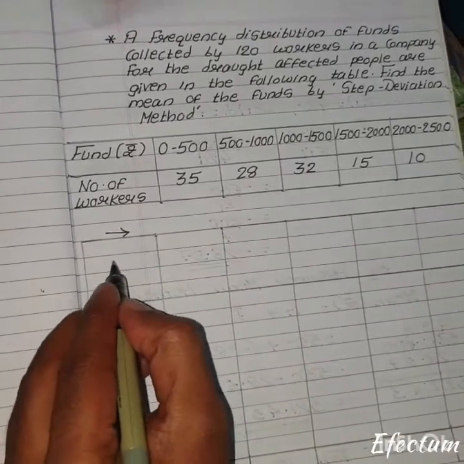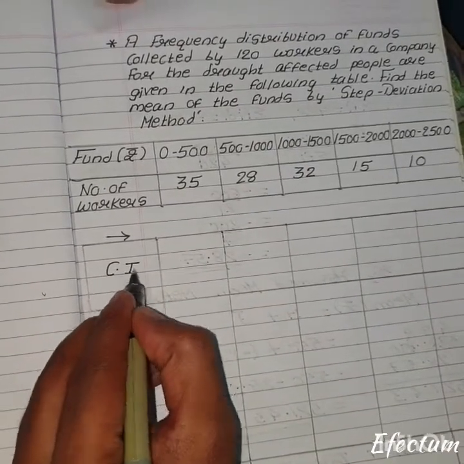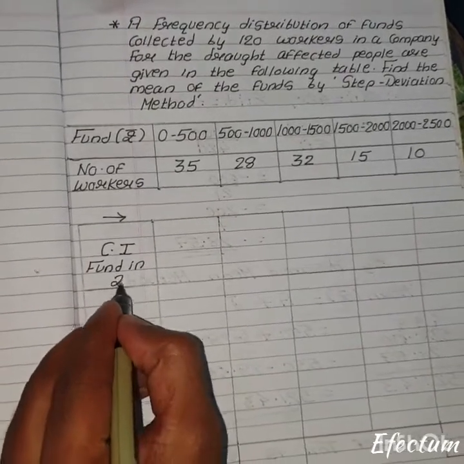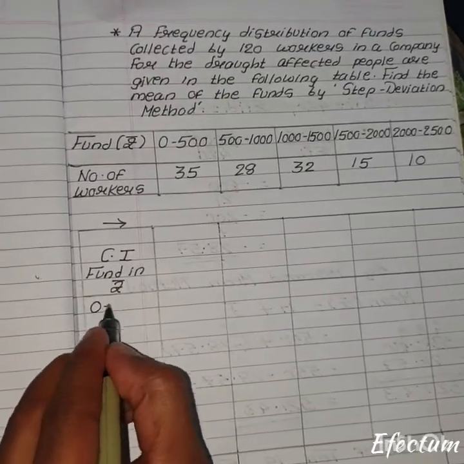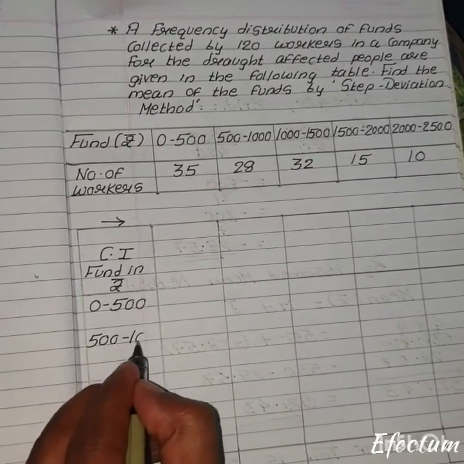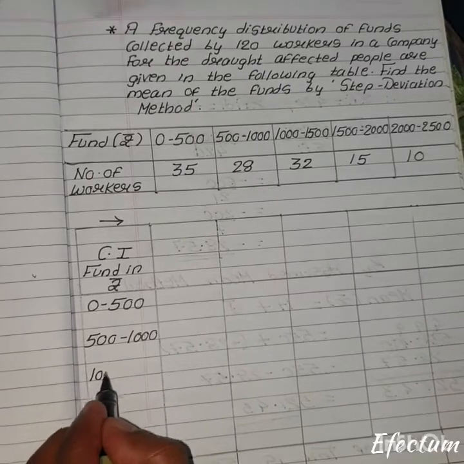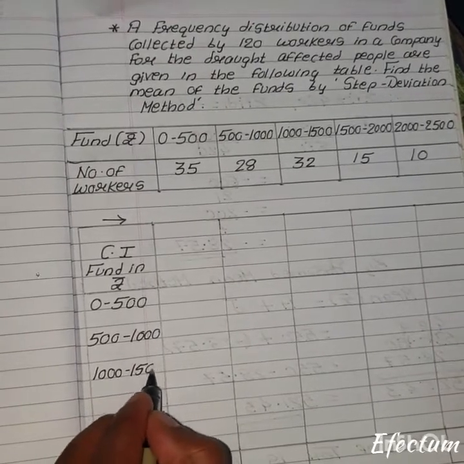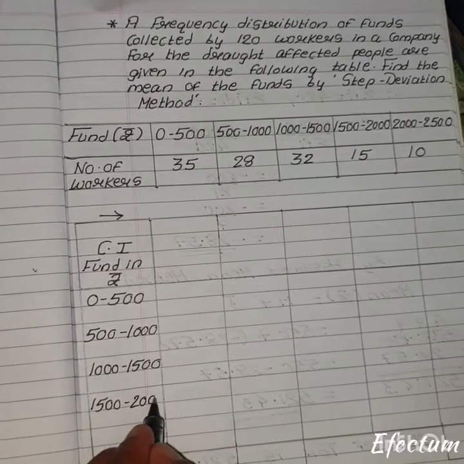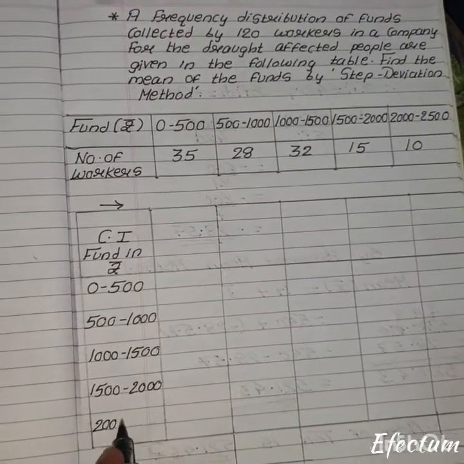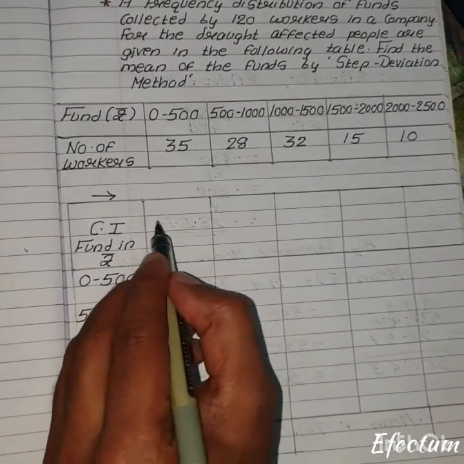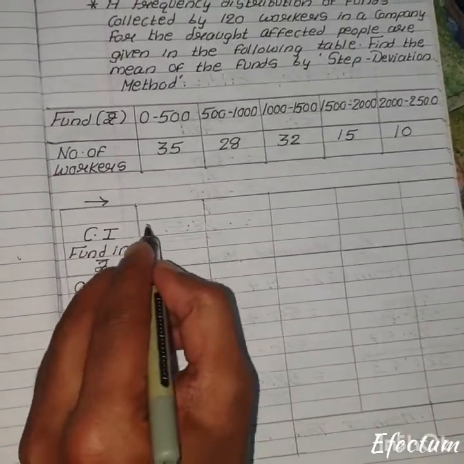So again our first column will be CI. In this case we are talking about fund in rupees. What is the first class? 0 to 500, 500 to 1000, 1000 to 1500, 1500 to 2000, 2000 to 2500. Second, as we have seen in the previous example, class mark.